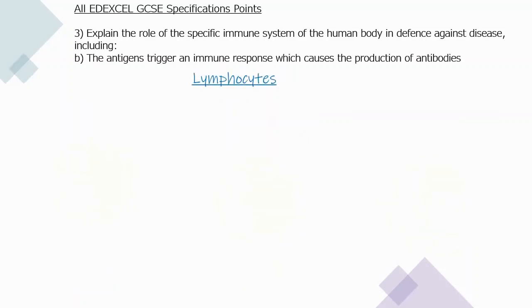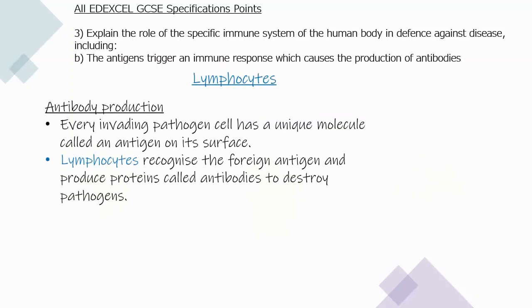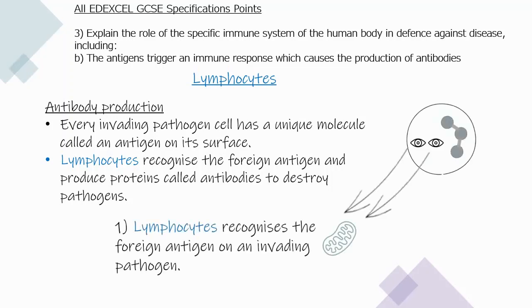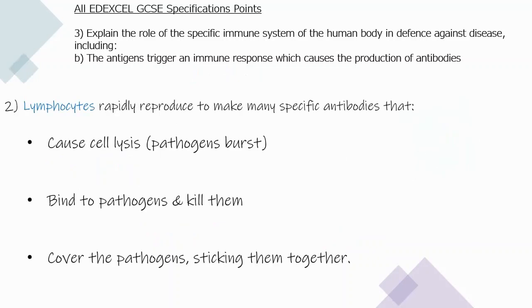So lymphocytes are important in producing antibodies. So every invading pathogen has a unique molecule on its surface, and it's a protein, and this is called an antigen. So it's this antigen that triggers the immune response. So the lymphocytes recognize the foreign antigen and they produce proteins, which are antibodies, and it's these antibodies that destroy pathogens. So first, the lymphocytes recognize the foreign antigen on the invading pathogen, and then the lymphocytes rapidly reproduce to make many specific antibodies that do a multiple array of things.